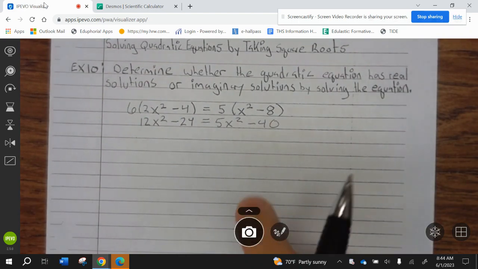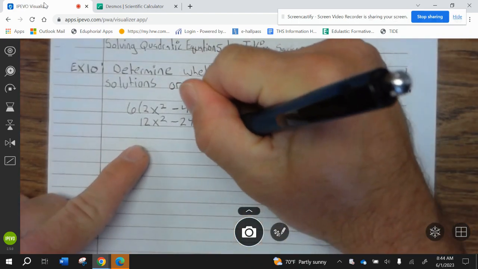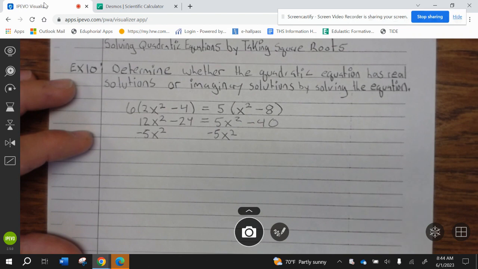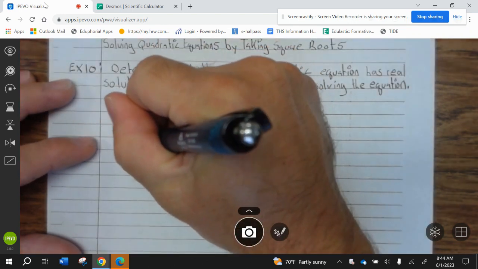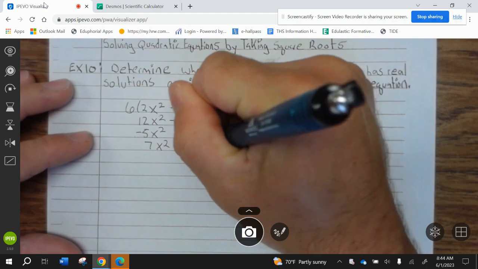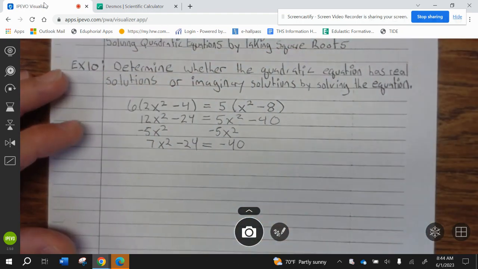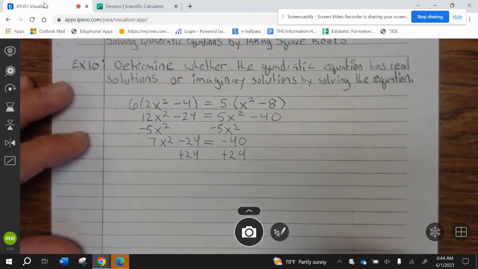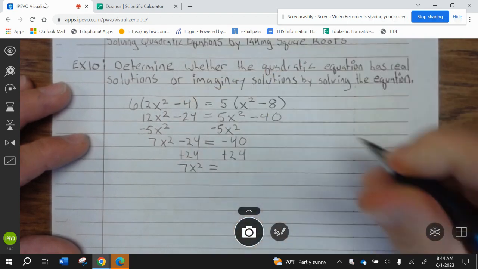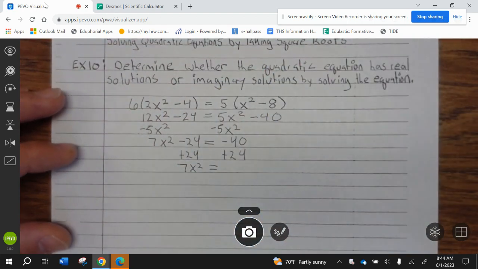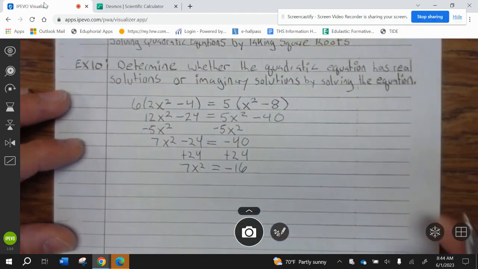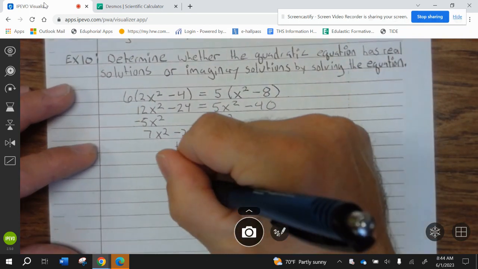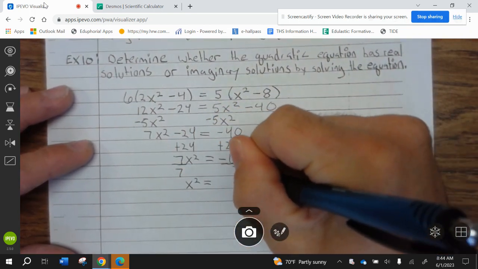Now, whenever we have x squared on both sides, we subtract the smaller one from the larger one. So subtract 5x squared from both sides. So then you get 7x squared minus 24 equals negative 40. Add 24 to both sides. You get 7x squared equals negative 16. Divide both sides by 7. You get x squared equals negative 16 divided by 7.